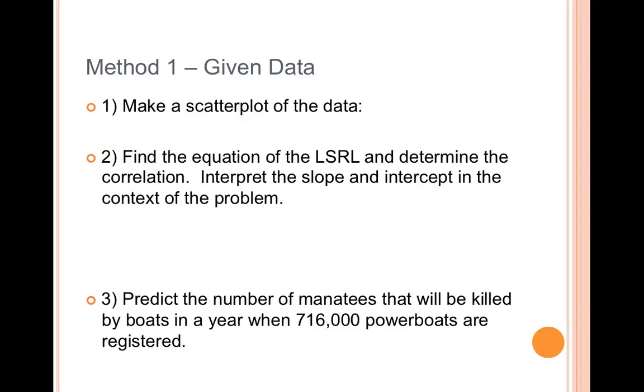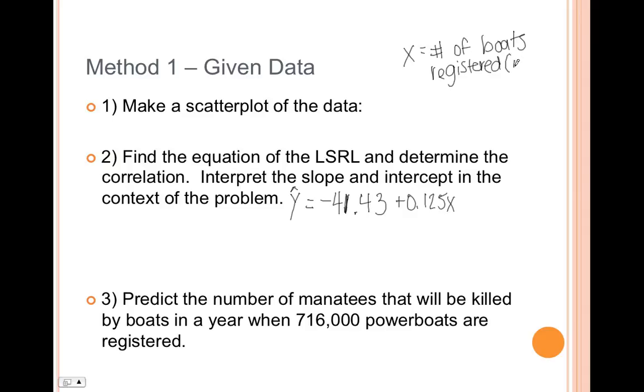Okay, so the equation of my least squares regression line was y hat is equal to negative 41.43 plus 0.125x. And let's go ahead and define our variables. X was the number of power boats registered in thousands. That's how that was measured, was in thousands. And y hat is the predicted number of manatees killed.